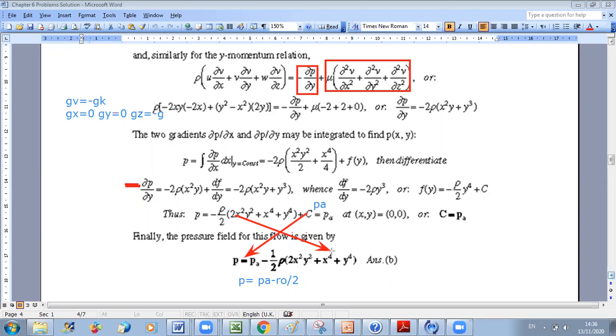Any other question on this problem before we start a new one? Okay.